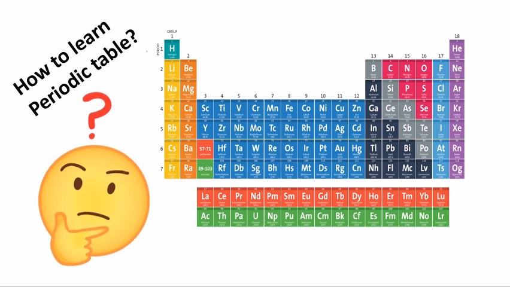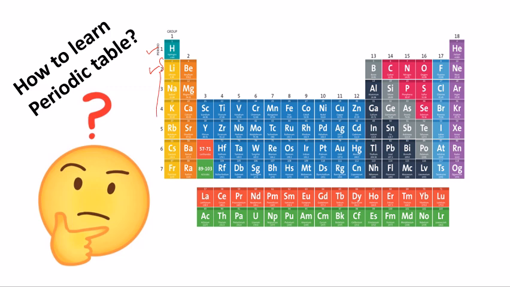First period and second period we have to learn as such. First period is hydrogen and helium, and second period we have lithium, beryllium, boron, carbon, nitrogen, oxygen, fluorine and neon. Then we have to learn from top to bottom group wise.